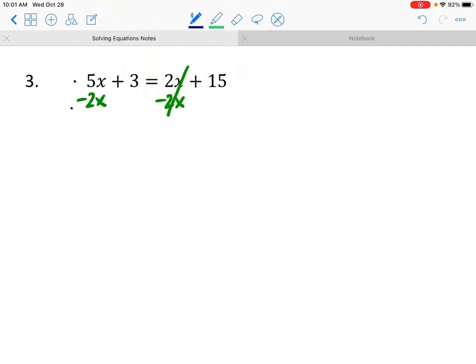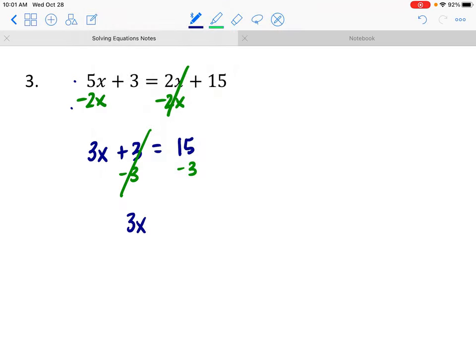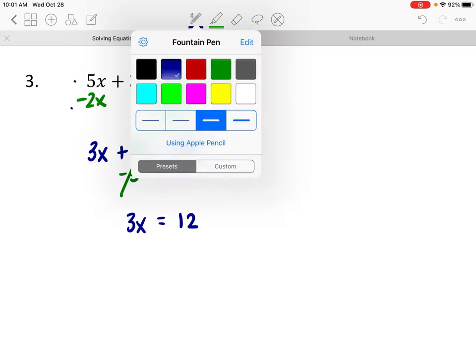Well, 5 minus 2 is going to be 3 x's, and then the plus 3 comes down, the equal sign comes down, and the 15 comes down. And now we're ready to solve. So I can get rid of a plus 3 with a minus 3. That cancels those. And so 3x is left equal to 15 minus the 3, which is going to be 12. And then one last step.